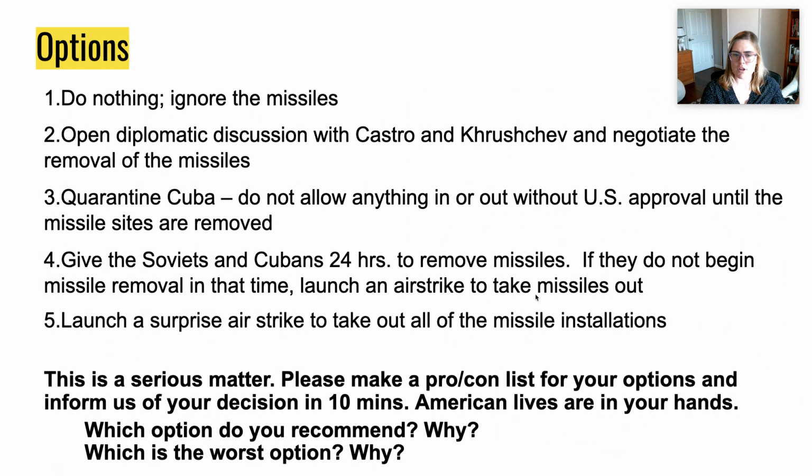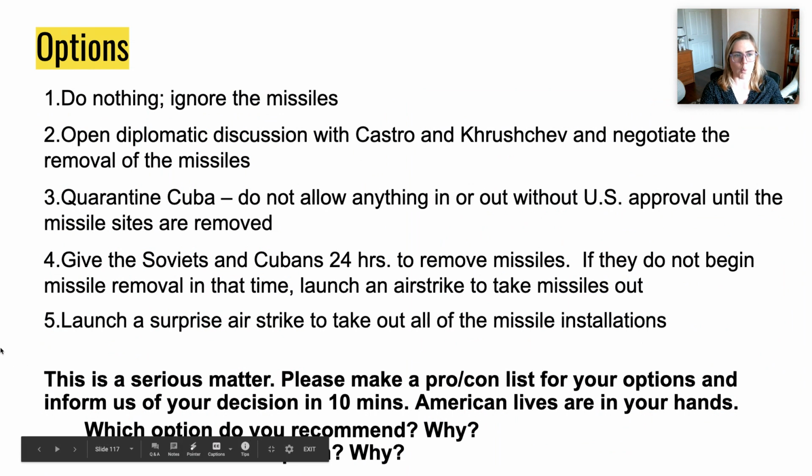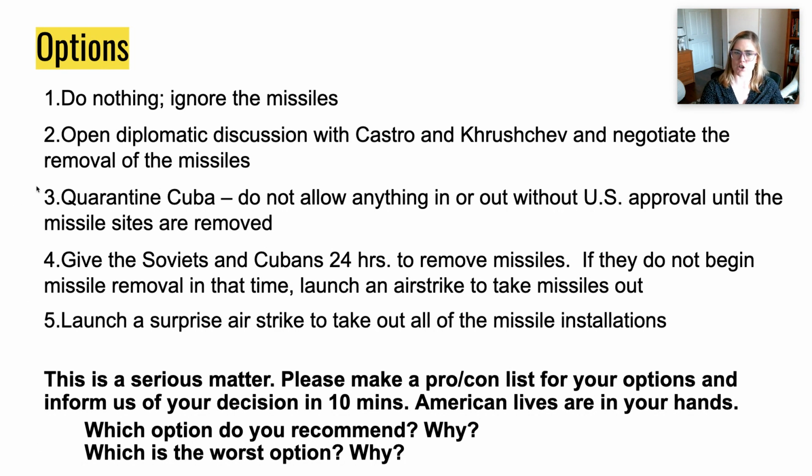All right, so these are essentially what JFK's options were. He could do nothing. He could open diplomatic discussions. He could quarantine Cuba. He could give the Soviets and the Cubans 24 hours to remove the missiles and then do something. Or he could launch a surprise attack. So I might ask you to pause, and think about what would be the strengths and the weaknesses of these different options. And then what would you do? What do you think would be in the United States' best interest?